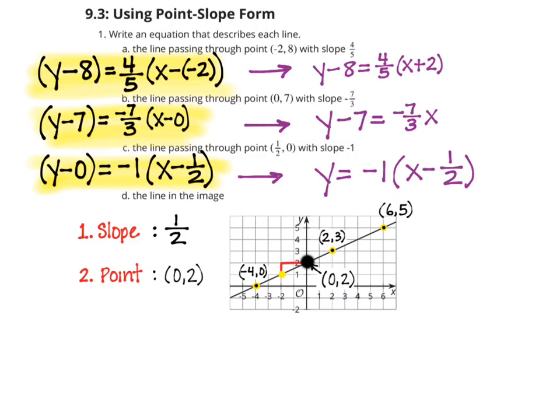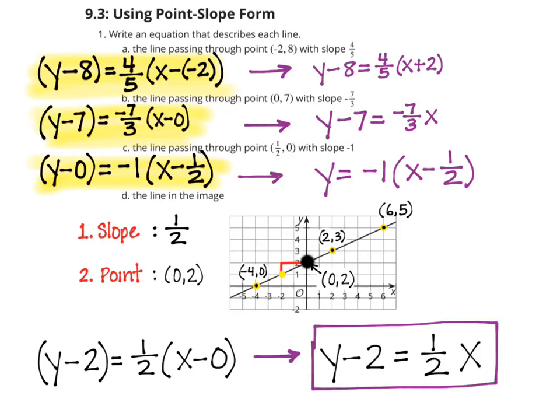And now using this slope and this point, I can write the equation of the line, which is y minus 2 equals 1/2 x minus 0. This can be simplified, doesn't have to be, but it can be simplified to y minus 2 equals 1/2 x, and this is a perfectly fine way to answer the problem, because this shows me the point 0, 2 and the slope of 1/2.